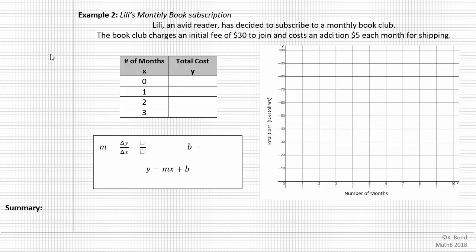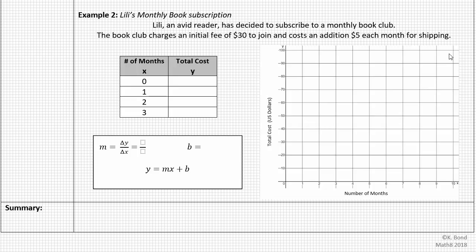Alright, here's our second example. It's Lily's monthly book subscription. Lily, an avid reader, has decided to subscribe to a monthly book club. The book club charges an initial fee of $30 to join and costs an additional $5 each month for shipping.